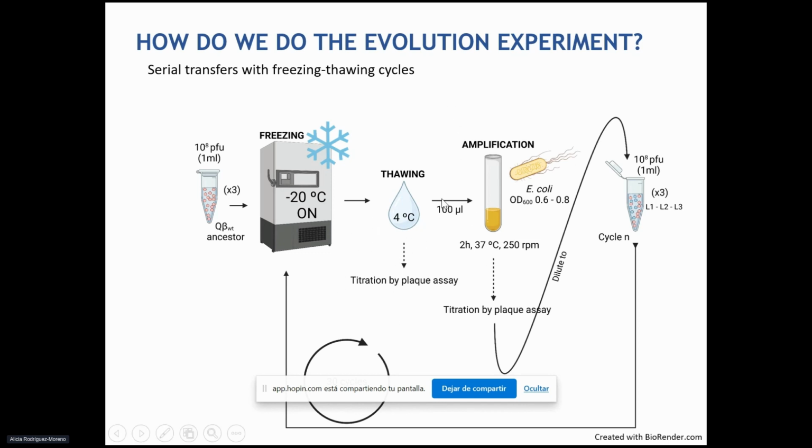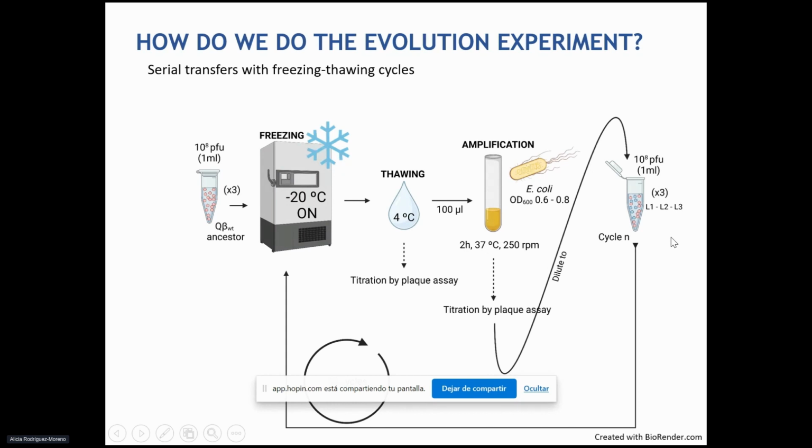Once we have the virus thawed, we allow them to replicate in the host, Escherichia coli, at the standard condition. And after that, we try to know how was the damage. And later, from this, we took a part of the population, and froze and thawed again. This was done during 30 consecutive cycles, and we obtained 3 independently evolved lineages that we call L1, L2, and L3.